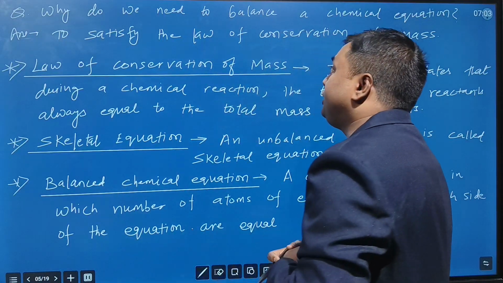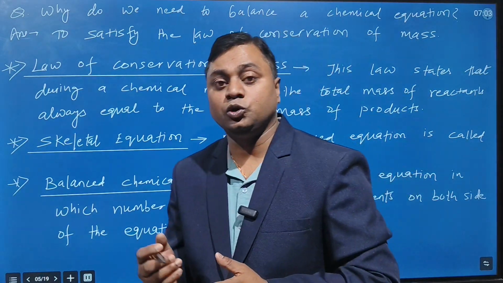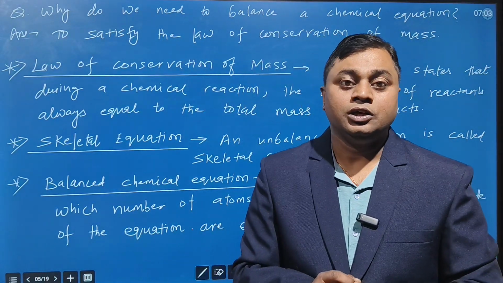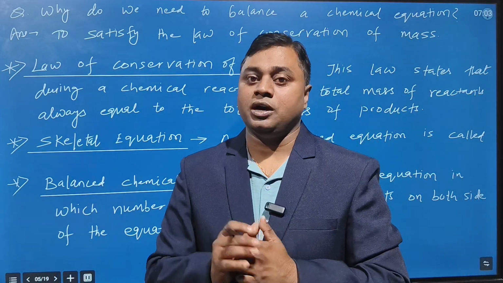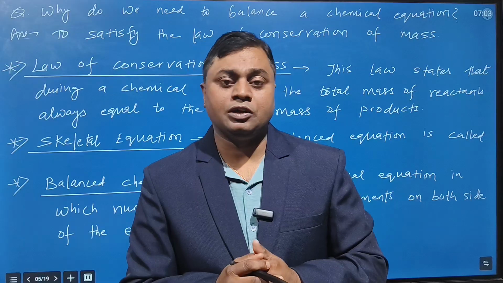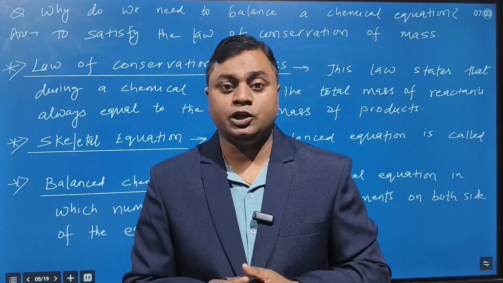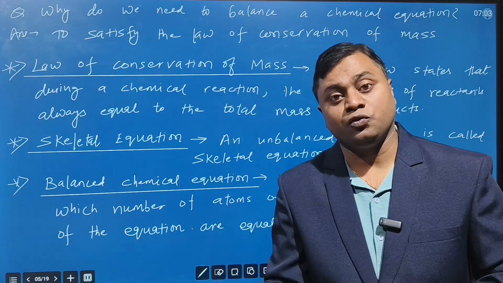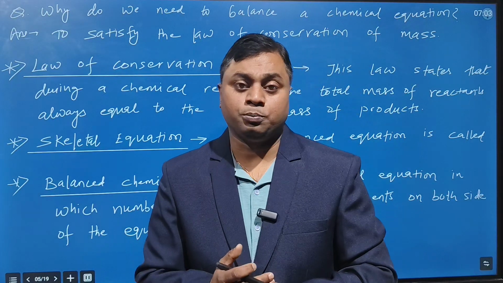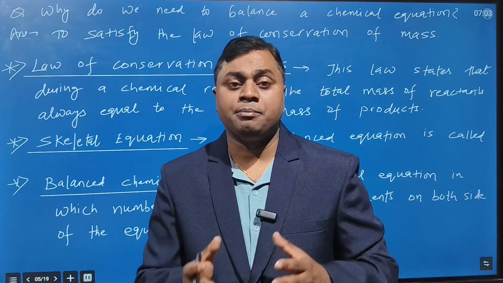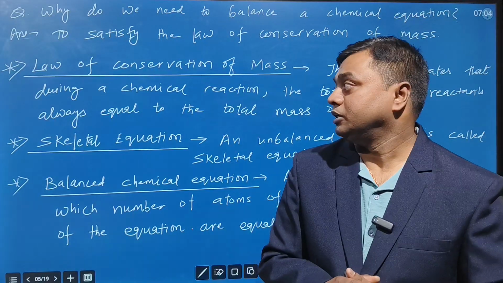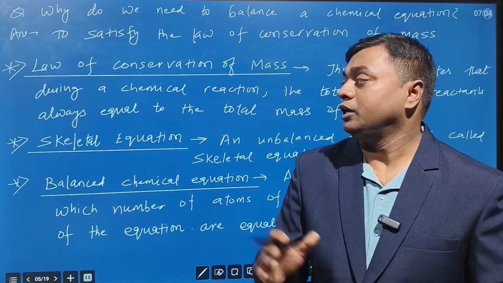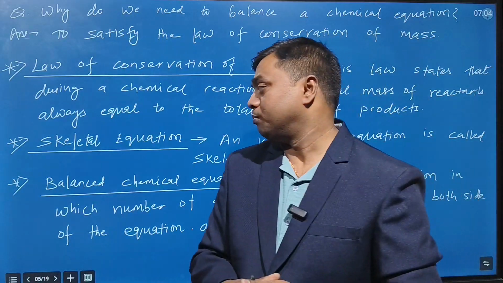Why do we need to balance a chemical equation? This question may be asked for 1 mark. The answer is: to satisfy the law of conservation of mass. What do you mean by law of conservation of mass? This law states that during a chemical reaction, the mass of the reactants is equal to the mass of the products, or we can say that mass can neither be created nor destroyed in a chemical reaction.